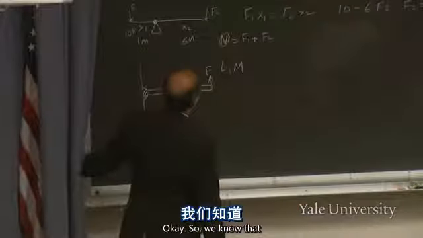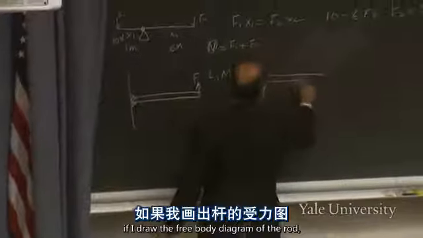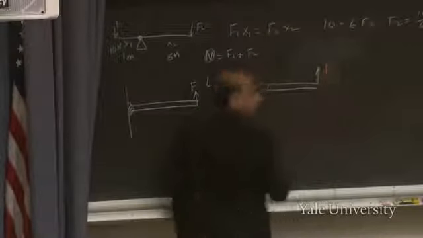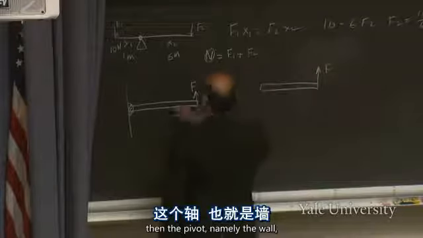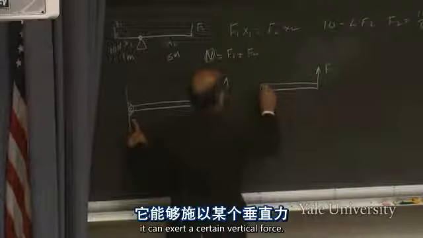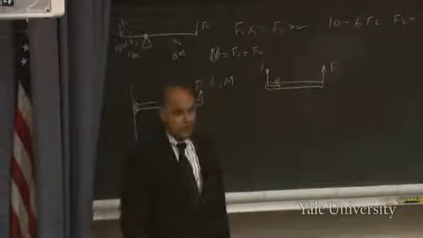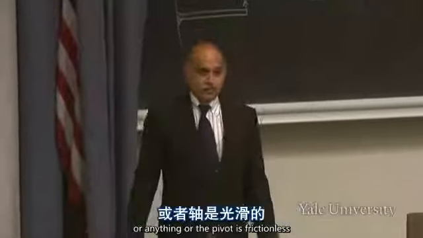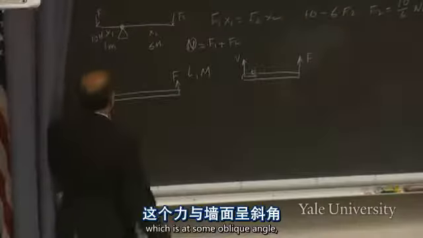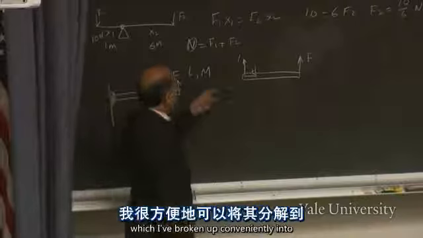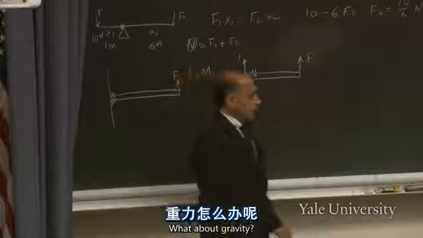Okay, so we know that if I draw the free body diagram of the rod, I have my force F. I have gravity acting down everywhere on the rod. Then the pivot, namely the wall, can exert a certain vertical force. It can also exert a horizontal force. No one tells you the wall is frictionless or anything, or the pivot is frictionless. So the wall is exerting, in general, a force which is at some oblique angle, which is broken up conveniently into horizontal and vertical parts. What about gravity?